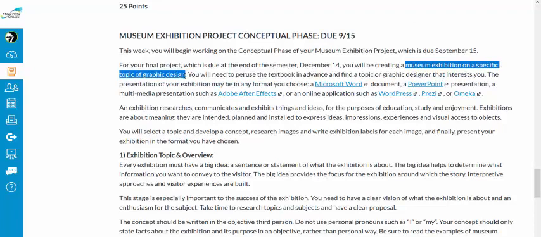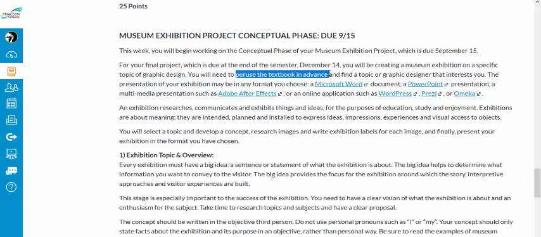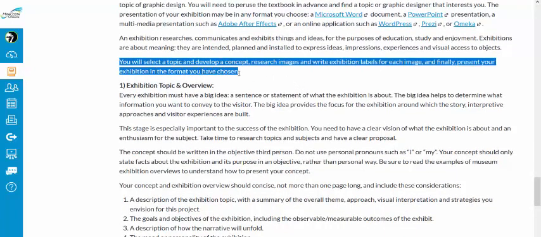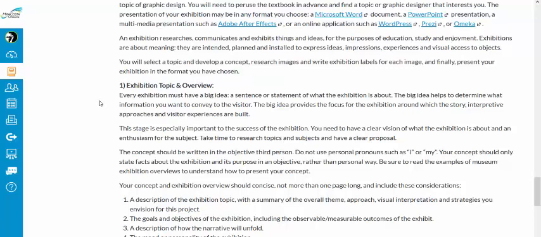You don't really need to know about the format just yet, but it can be in pretty much any format. That's not really a concern right now. That's going to be something you'll be working on later. So read a little bit about what an exhibition does. It researches and communicates and exhibits things and ideas for the purpose of education, study, and enjoyment. So you're just going to come up with your exhibition topic and overview.